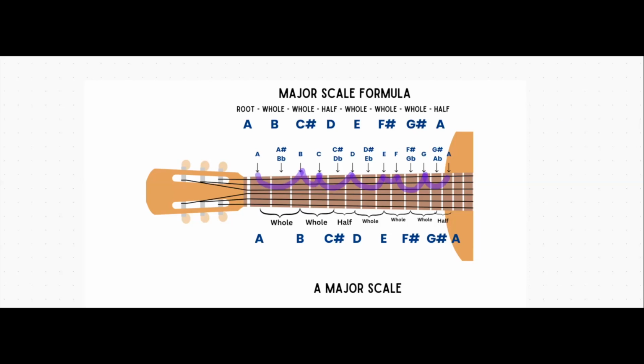See, so the C scale is actually everything we had in the beginning without the sharps and flats. C doesn't have any sharps and flats in the whole scale, right? So this is the C major scale. Whole, whole, half, whole, whole, whole, half. C, D, E, F, G, A, B, right? That's the C major scale. So this is how you would do it for any major scale.